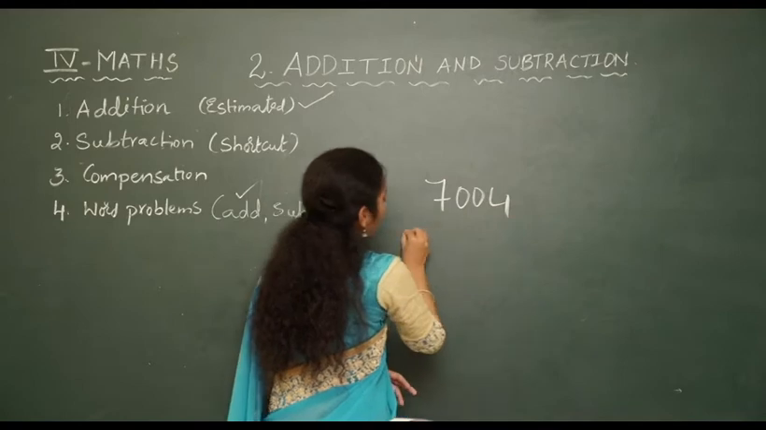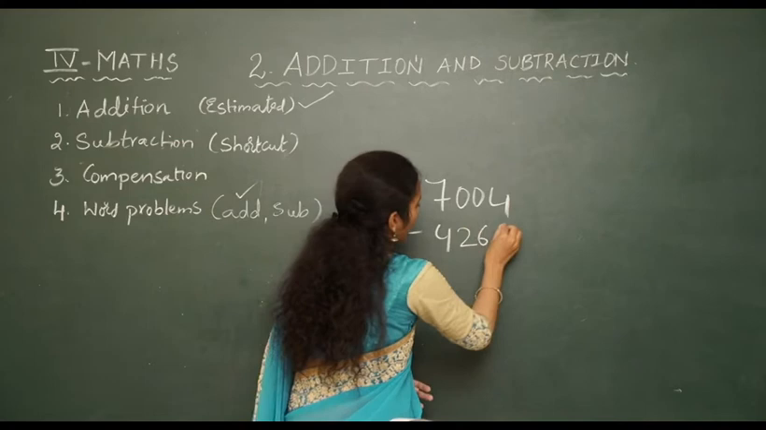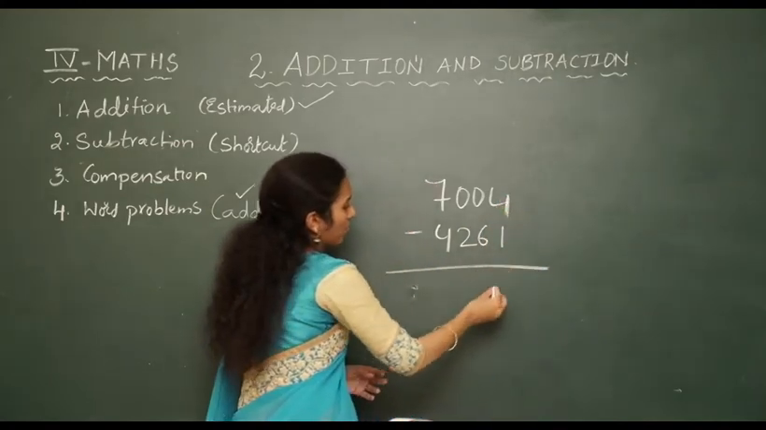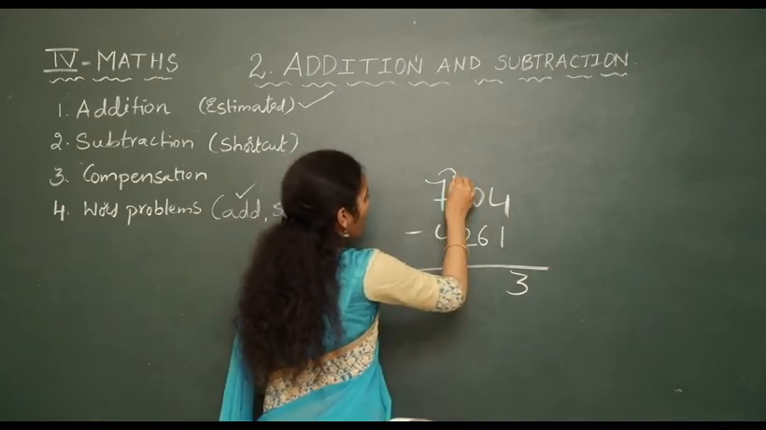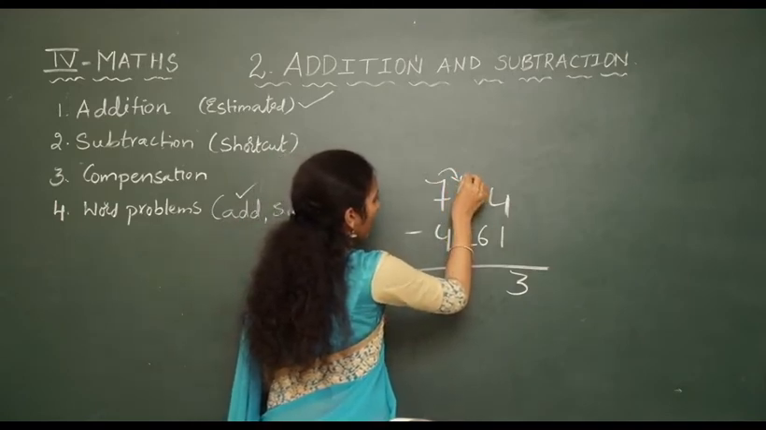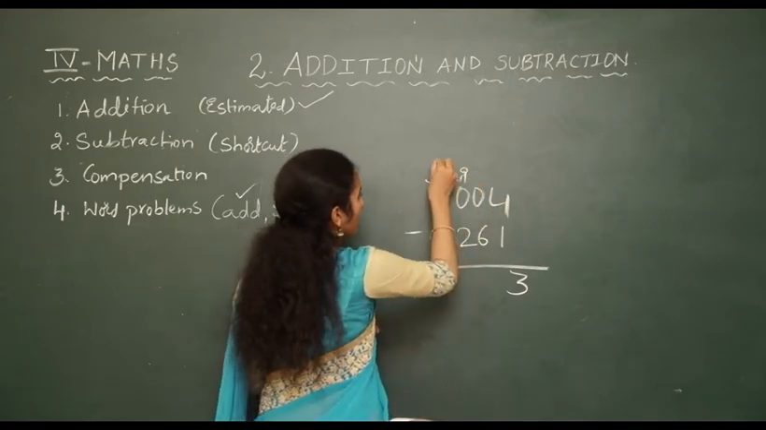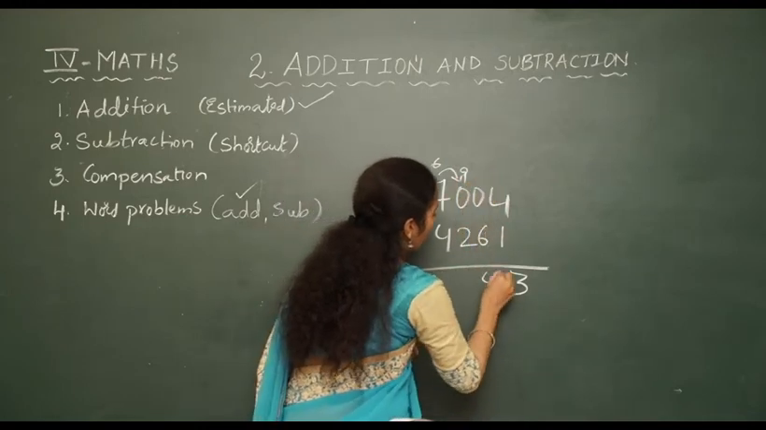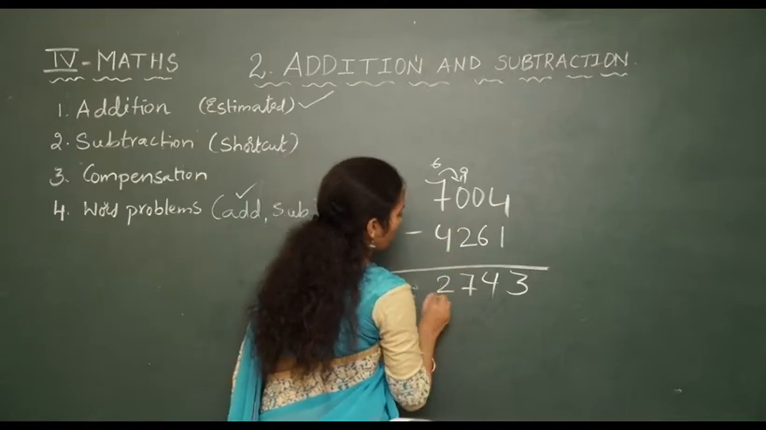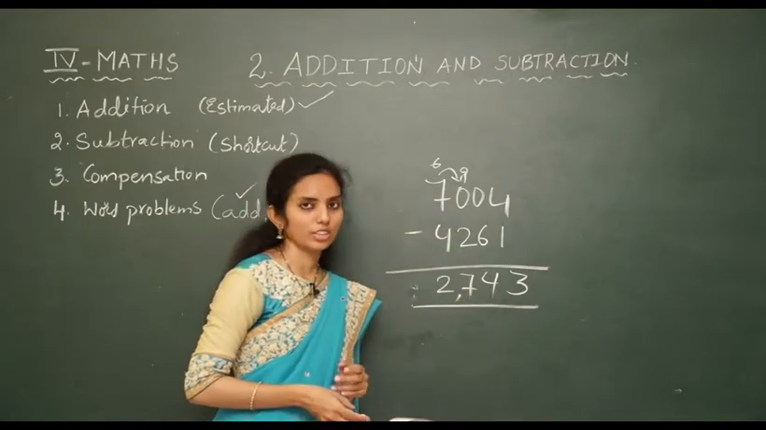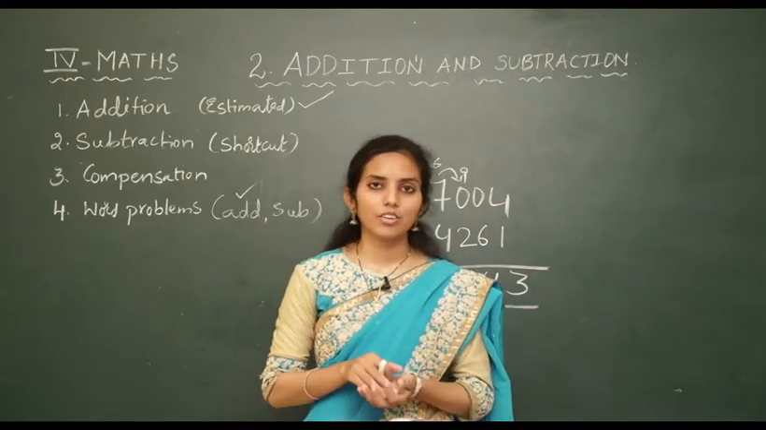7004 minus 4261. 4 minus 1 is 3 and here we have 0, so we have to borrow. We have to borrow from thousands, so it becomes 10. Again, if we take 1 from hundreds to tens place, it becomes 9. So 6 here, and 10 minus 6 is 4, and 9 minus 2 is 7, and 6 minus 4 is 2. So 2743.